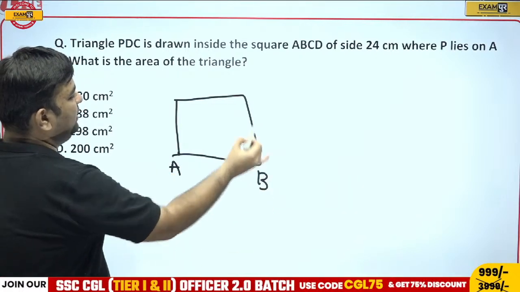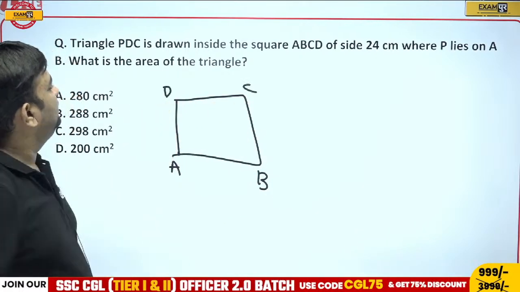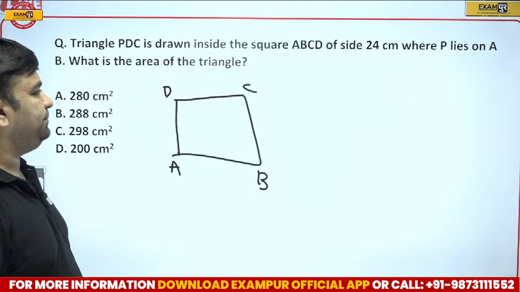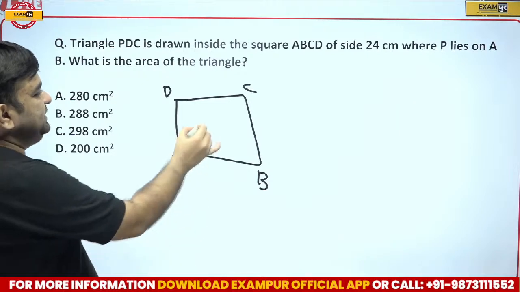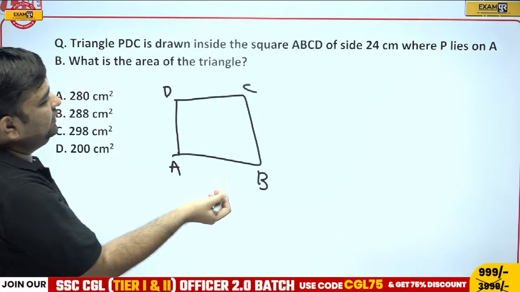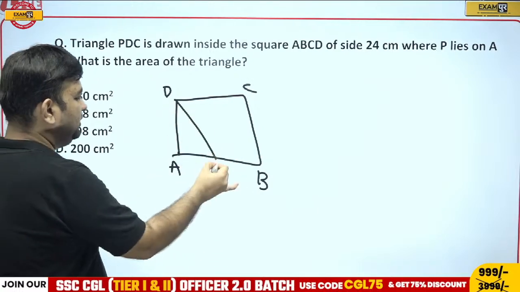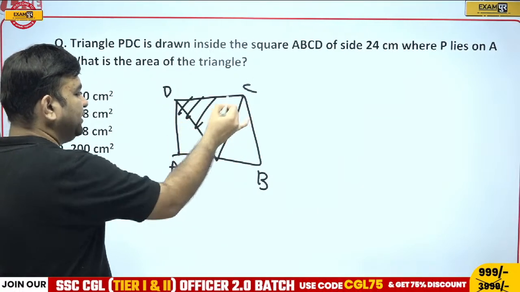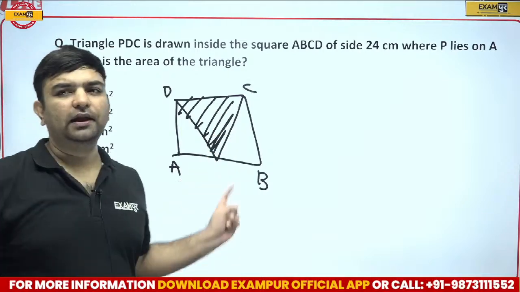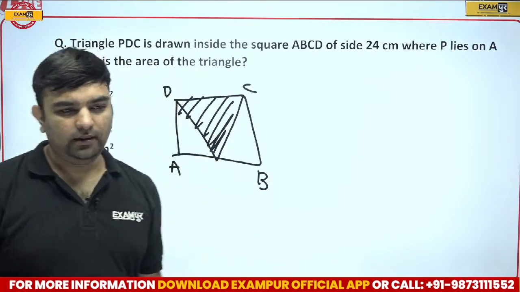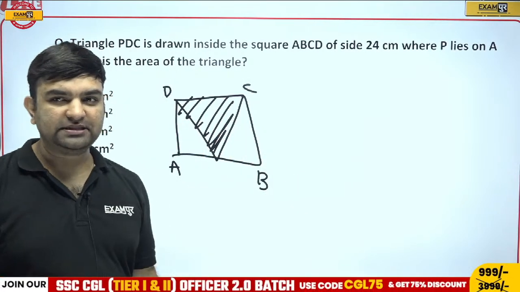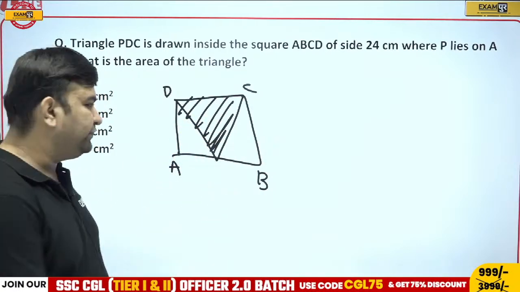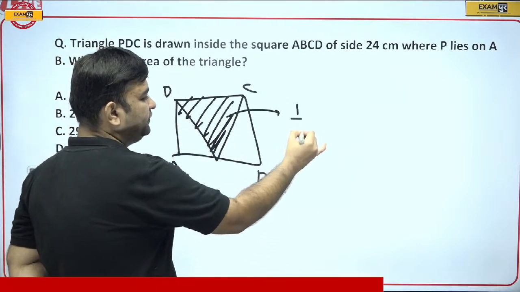ABCD is the rectangle. Triangle PDC is drawn where P lies on the side AB. Obviously, the area of the triangle is half of the rectangle. We have done it multiple times. Area of this triangle is half of the rectangle.